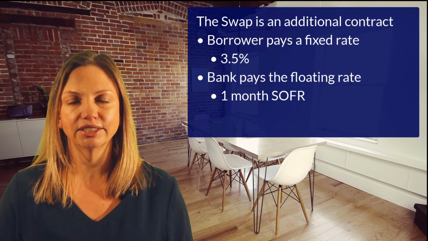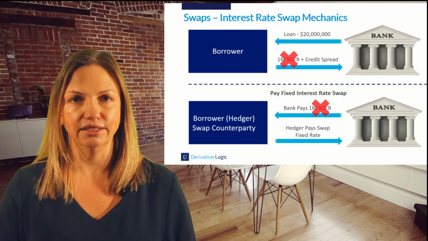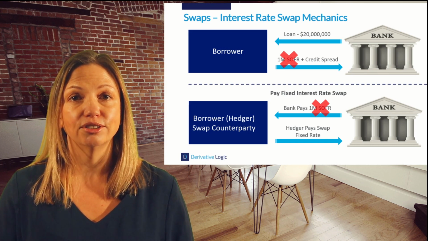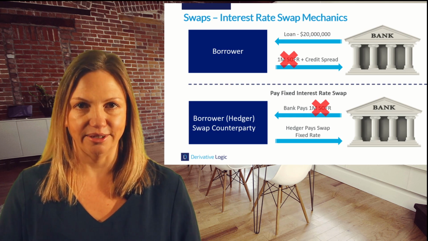How does this create a fixed rate? Party A receives 1 month SOFR in the swap, and at the same time, it owes a payment based on 1 month SOFR to the lender. Those two cash flows will cancel each other out.